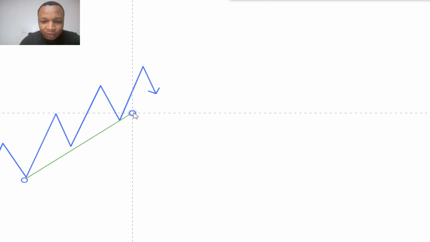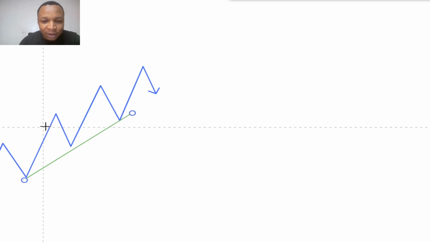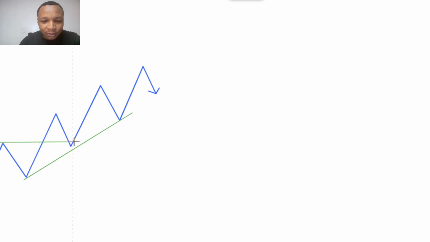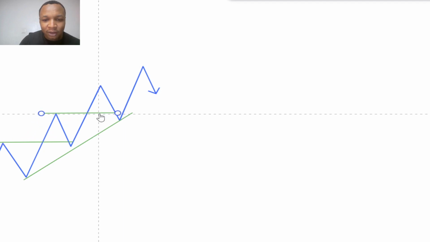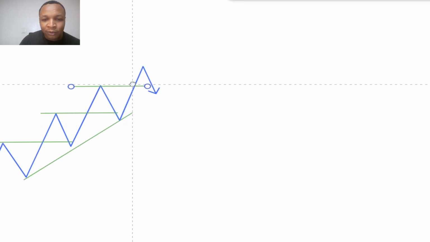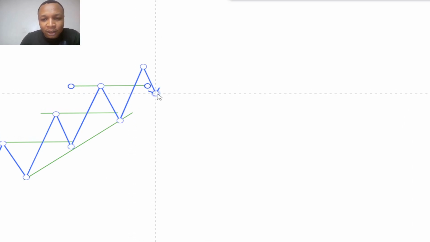You can see that the previous lows have not been taken out, and the previous highs are being taken out. Look at the previous highs right here. The market is taking out previous highs, going above previous highs. Now, this is an uptrend.